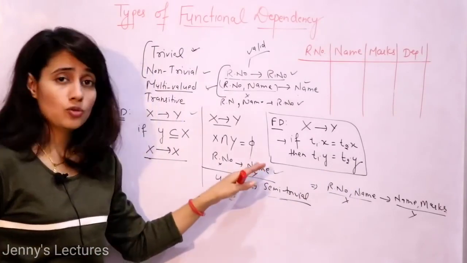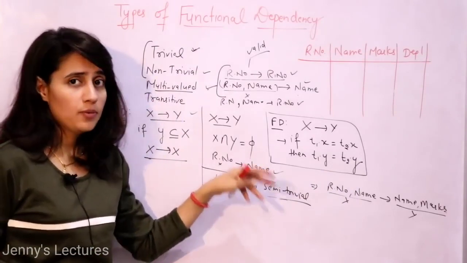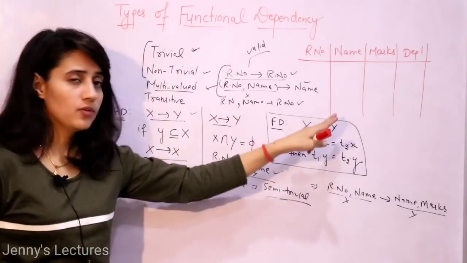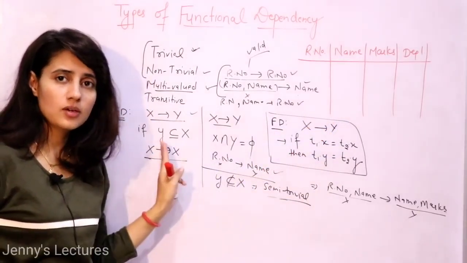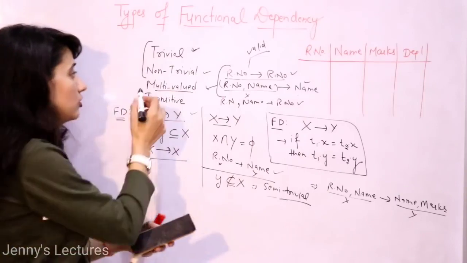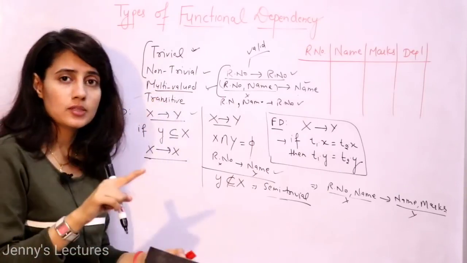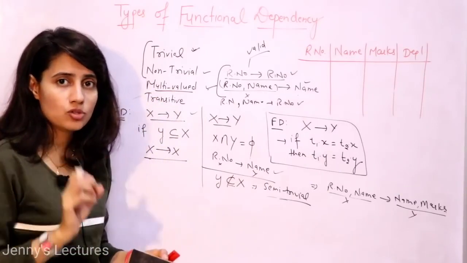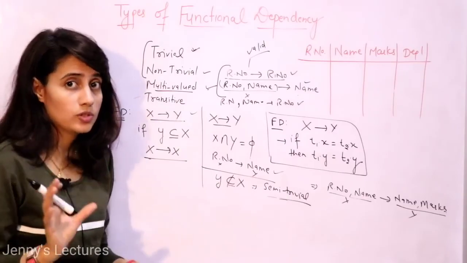So a non-trivial type of functional dependency may be valid, may not be valid. You need to check the table to confirm this, and trivial functional dependencies are always valid, right? So these two we will discuss later. Now we will discuss what the Armstrong axioms are, or you can say the inference rules.